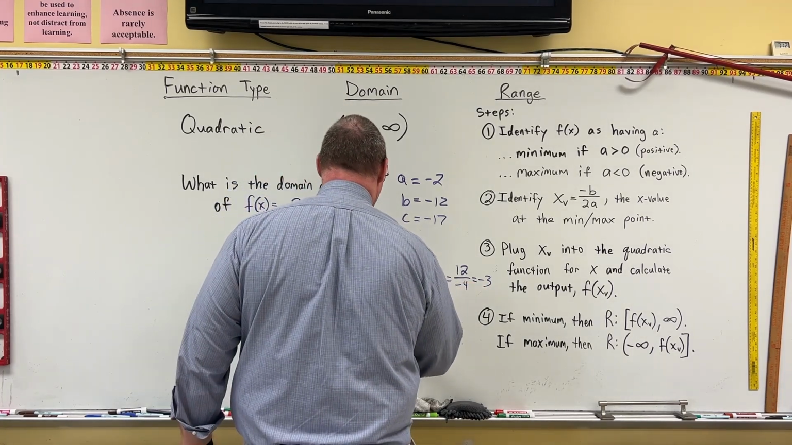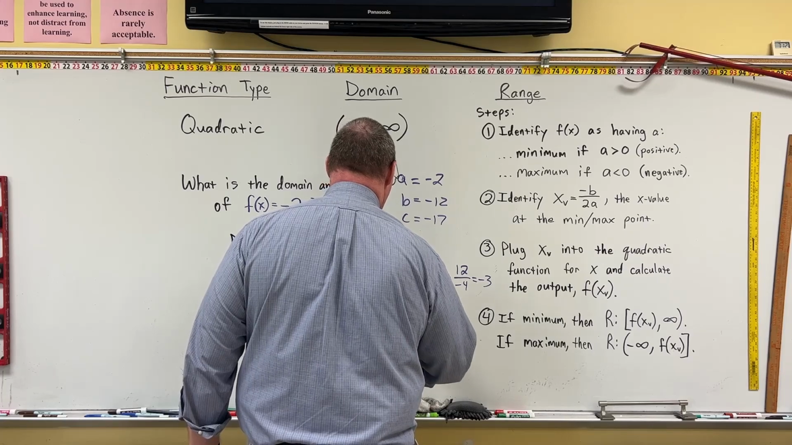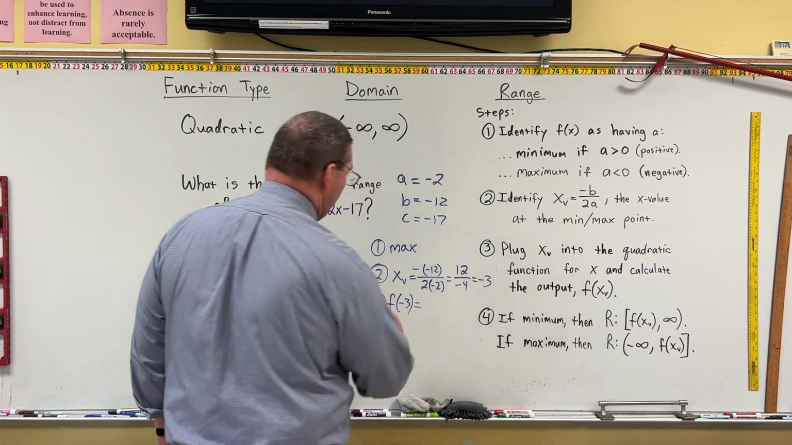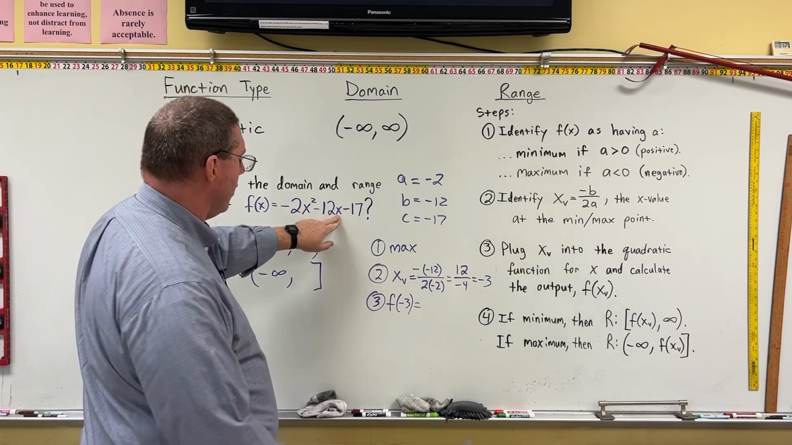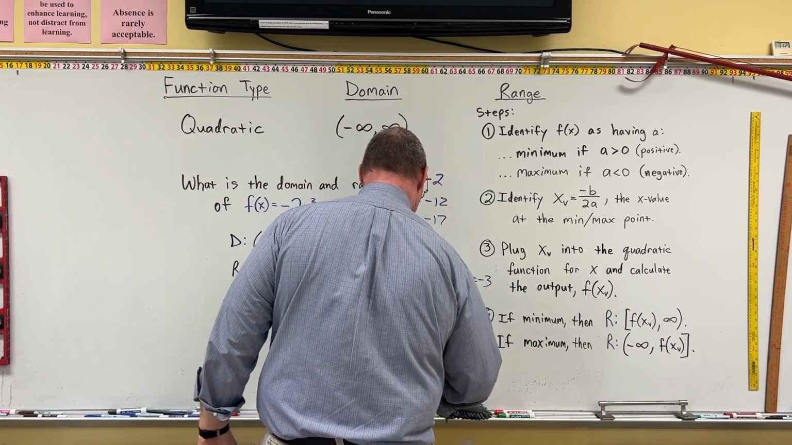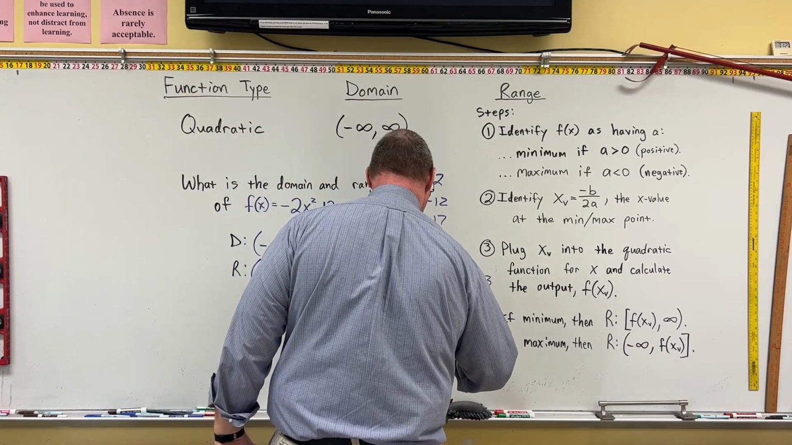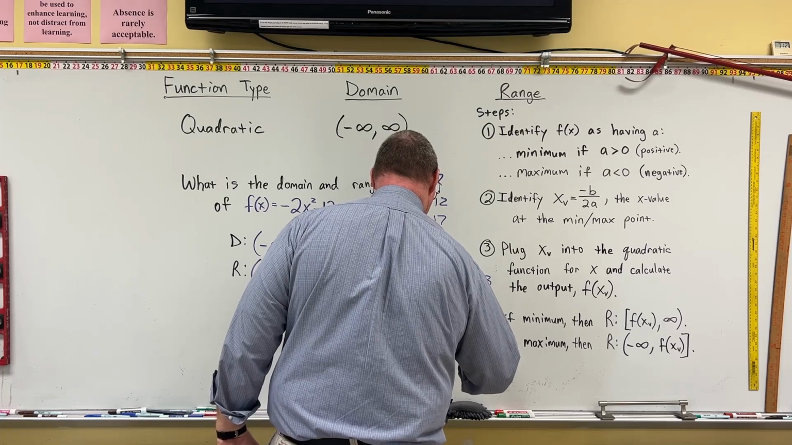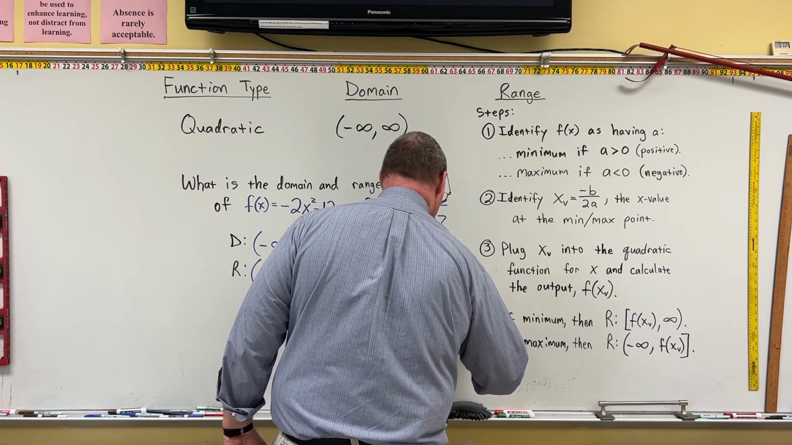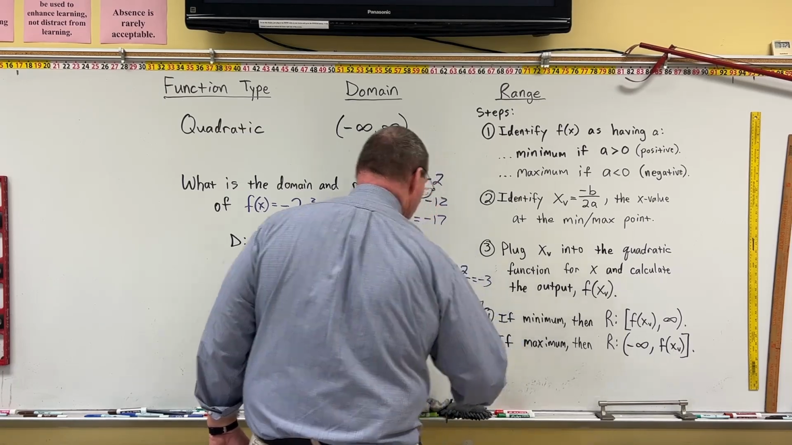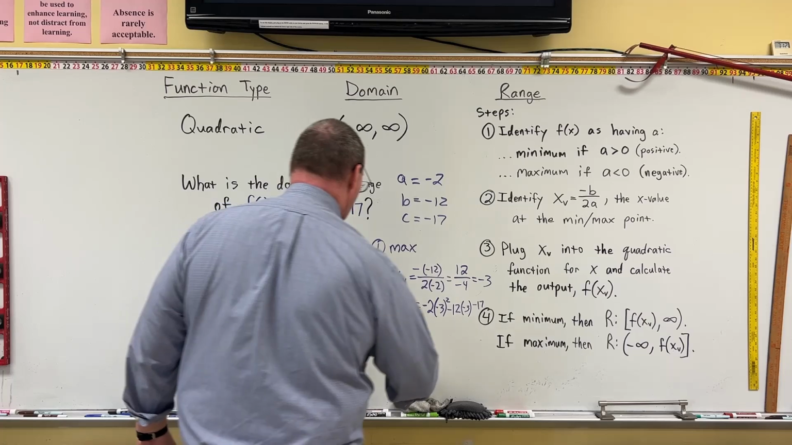And so in step 3, we want to plug negative 3 into the function. I want to plug negative 3 in right here. So we're going to put a negative 3 here, and we're going to put a negative 3 here. So we're going to get negative 2 times negative 3 squared minus 12 times negative 3 minus, that's a negative, minus 17. Okay? All right, well, let's work this out.